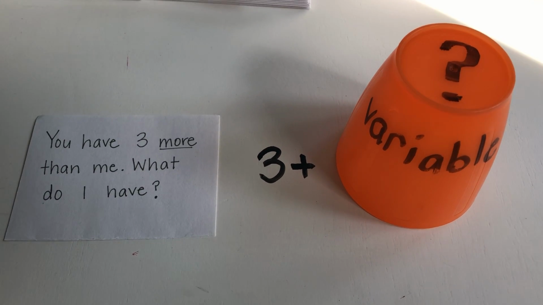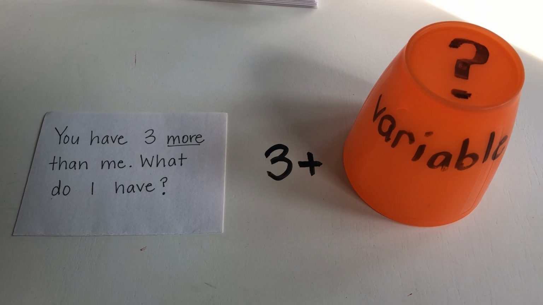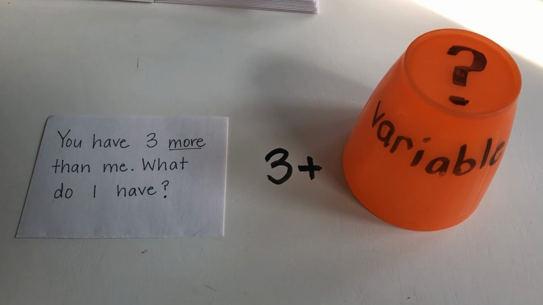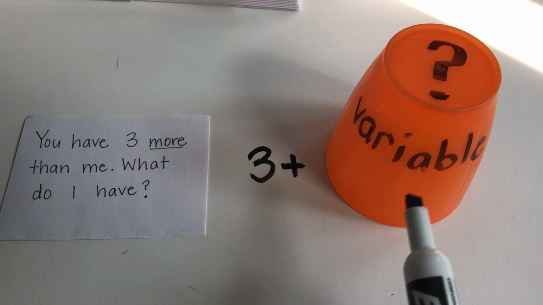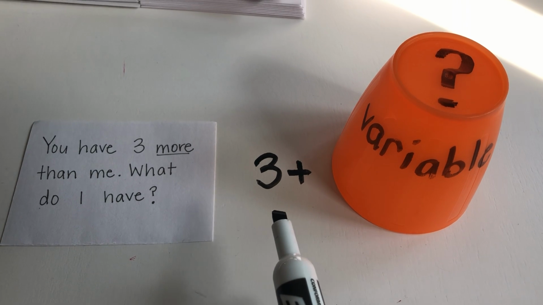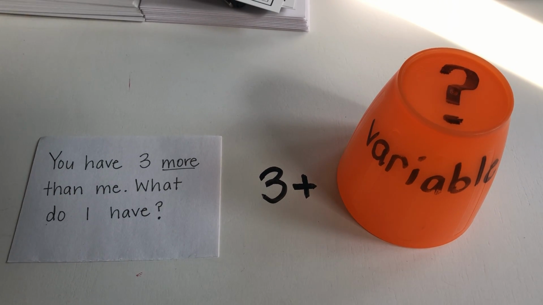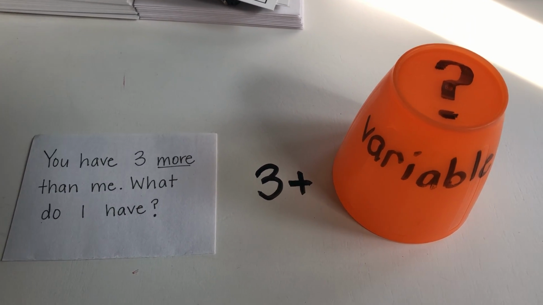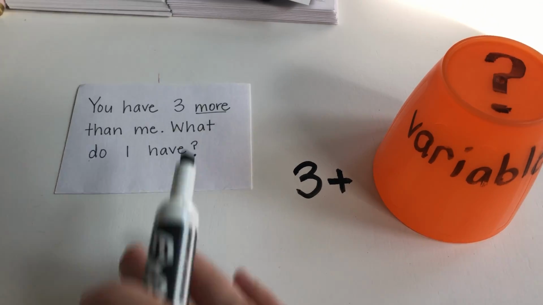It's almost like saying there's some number underneath that cup. I don't know how much it is, but what I do know is however much I have hidden under this cup, you have 3 more than I do. That's an example of using a variable in an expression. Let's try one more.